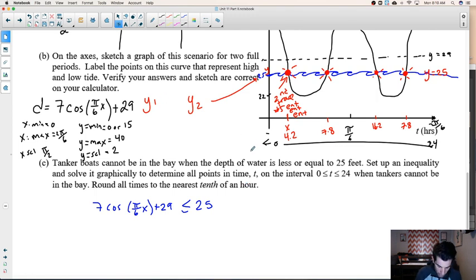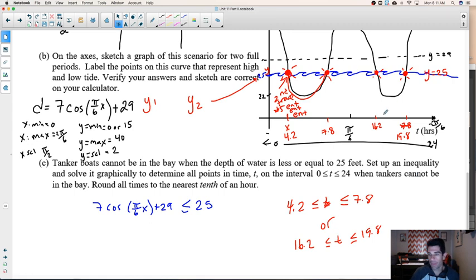And now if you were going to do this, you could say from 4.2 to 7.8. So from 4.2, that should be a t. So from hour 4.2 to hour 7.8, the tanker cannot be in the bay. Or from 16.2 to, I wrote 7.8 again, that should have been 19.8. To 19.8, the tanker cannot be in the bay. So from this time to this time, and that time to that time, written as an inequality, the tanker can't go in the bay because of that whole entire spot. The tide is going to be low.